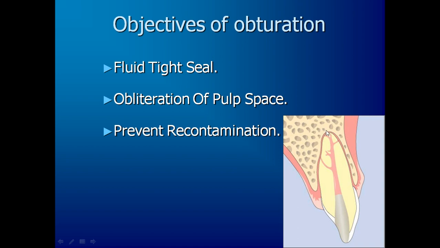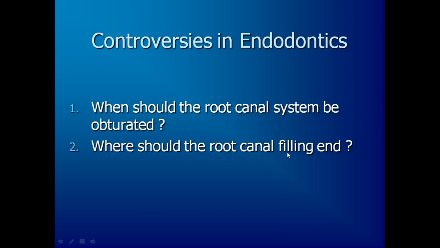There should not be any fluid entry from the periapical tissues or from the coronal tissues or from the oral cavity. So we should make sure that the whole pulp space is obliterated with the inert material that we have used for obturation, and all this should prevent recontamination.